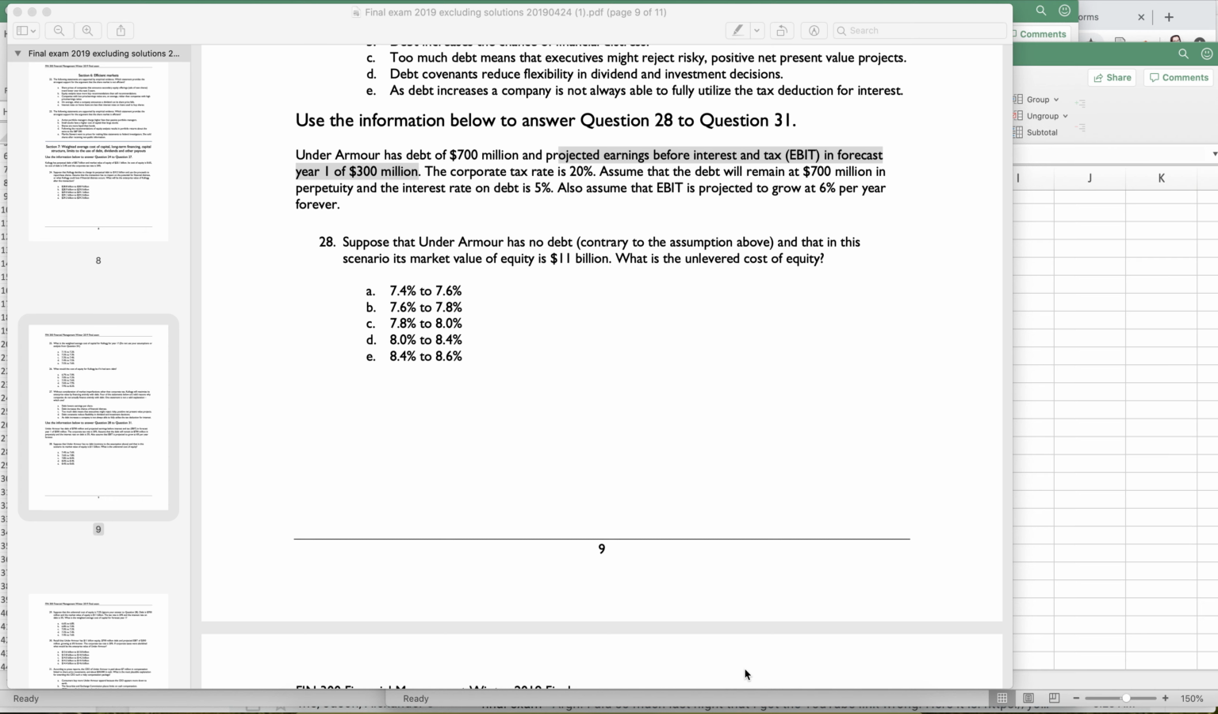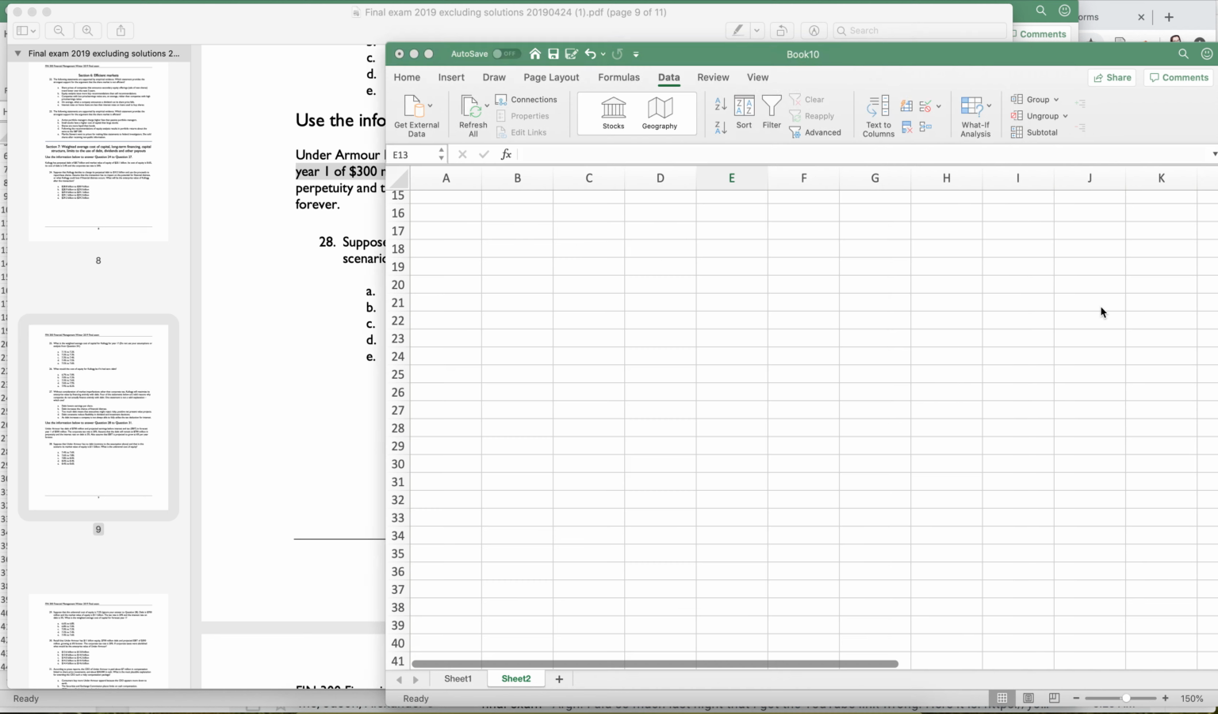Okay, on question 28, we have some information about Under Armour, and they're going to have no debt in this assumption, and we have a market value of equity of 11 billion. What's the unlevered cost of equity? So if we have a market value of 11 billion, that means the enterprise value is also 11 billion.